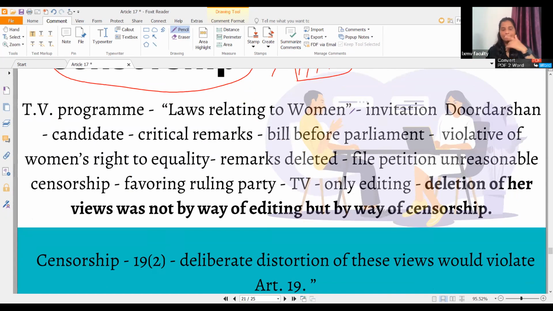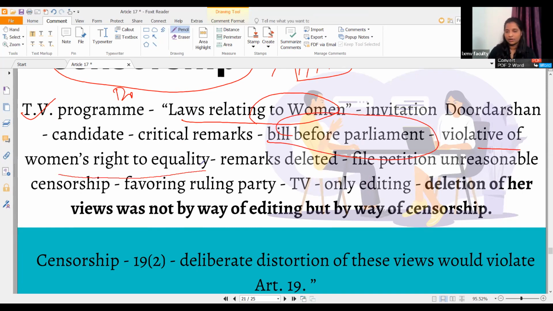Okay. What happened is that this exact fact has been asked as a problem-based question in UPSC. So please do listen. We complete quickly. Okay. There was a TV program in Doordarshan on laws relating to women. This lady was asked to come and give her opinion, where she criticized a bill which was pending before the parliament as violative of women's right to equality.